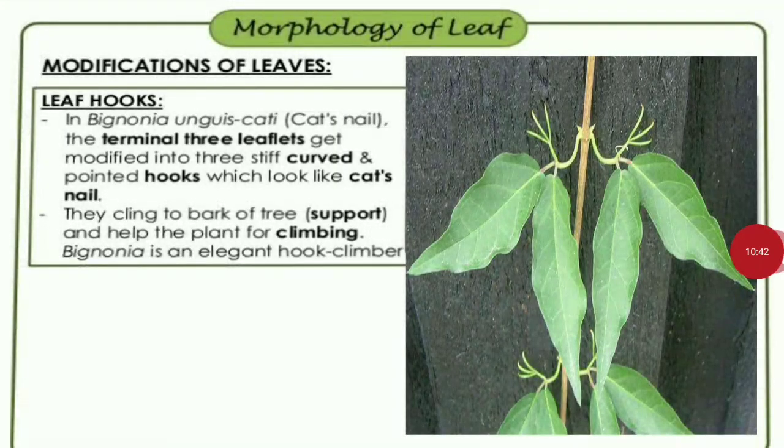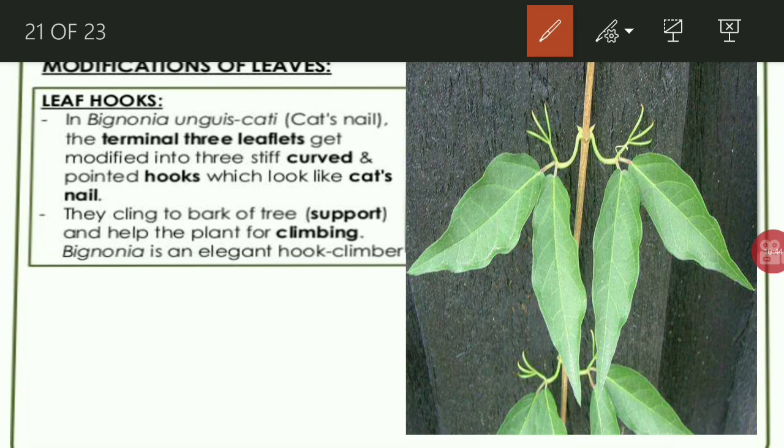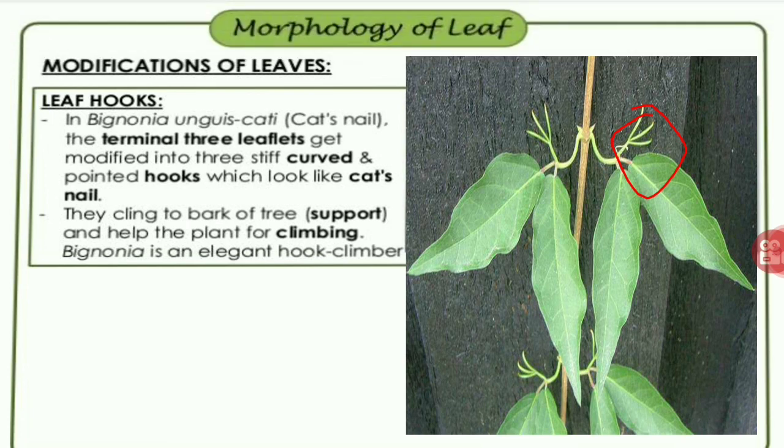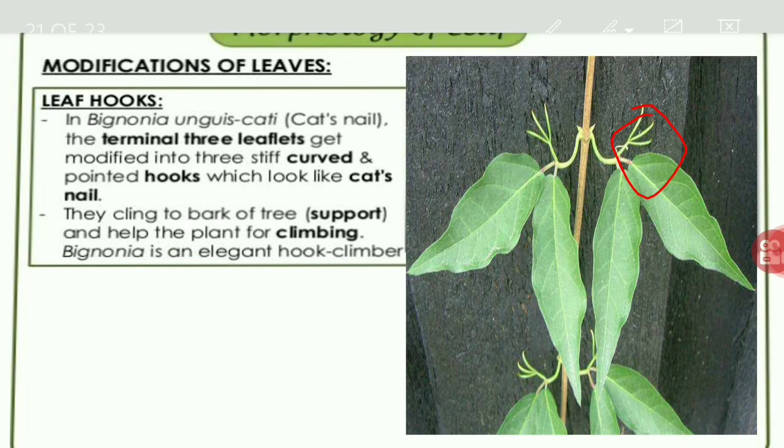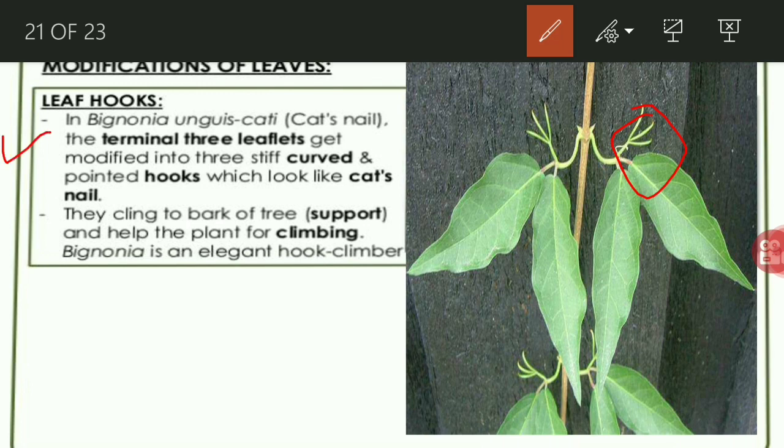Hey, what are these hook-like things you are seeing? These are nothing but leaves which are modified into leaf hooks. In Bignonia, the terminal three leaflets get modified into three stiff, curved and pointed hooks that look like a cat's nail. ये hooks plant को climb करने में help करते हैं. These hooks cling to the bark of other trees and help the plants in climbing.